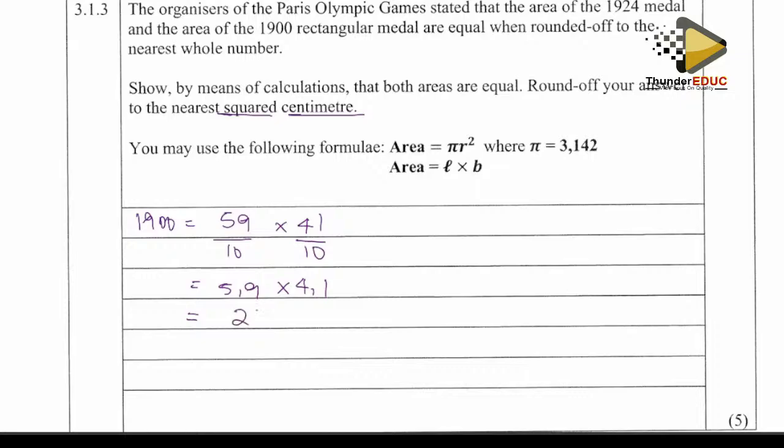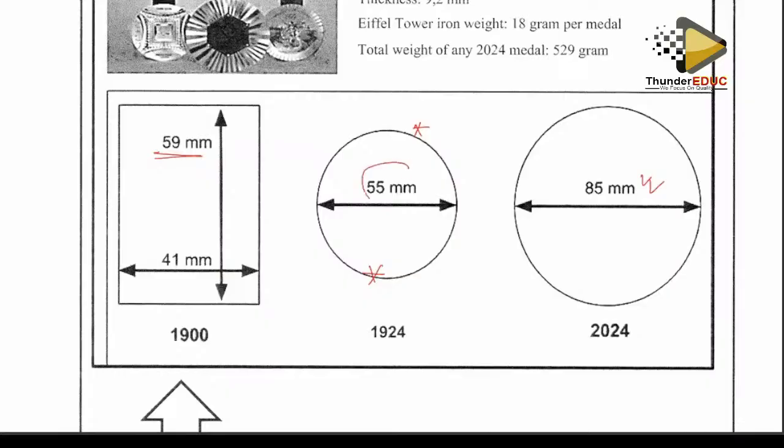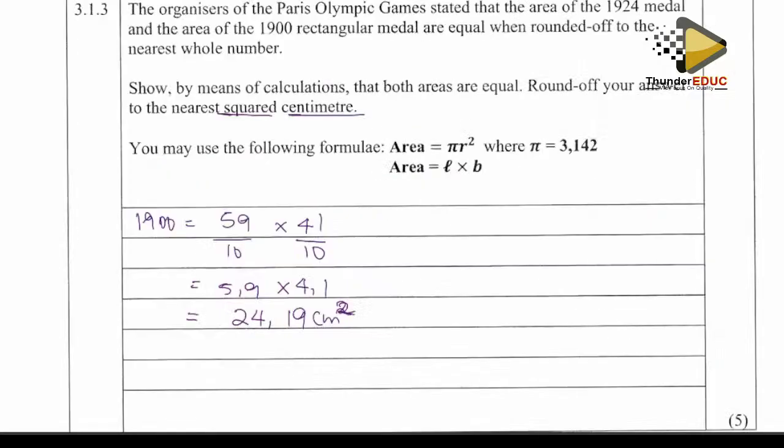Which becomes what? 24. This is the diameter, one side to another side through the circle. So we need the radius of this. But before we look for the radius, here, the 1924 medal has a diameter of 55 millimeters. Change that to centimeters, it becomes 5.5, then divide it by 2 to look for the radius. So my radius will become 5.5 divided by 2.